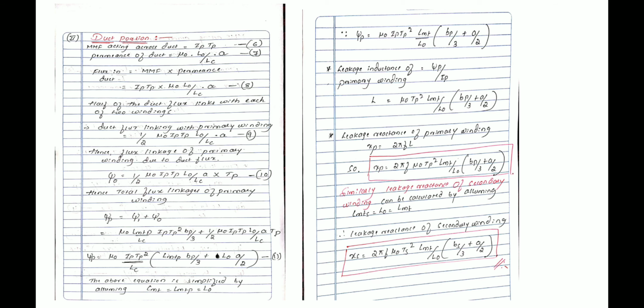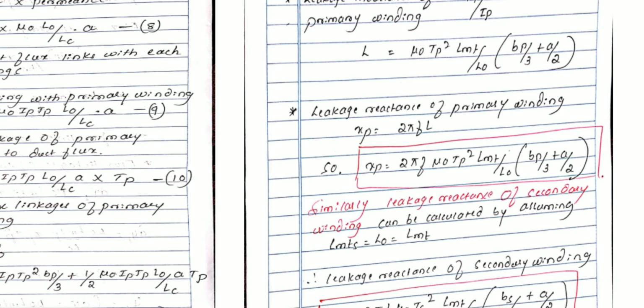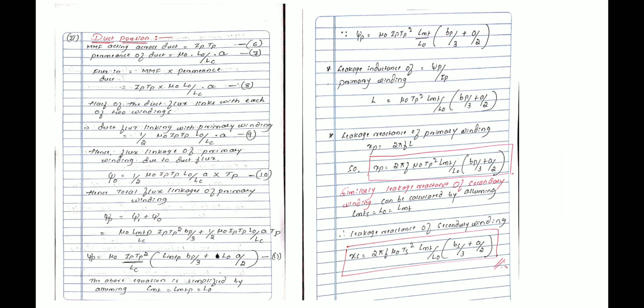I hope all of you are clear with these things. Similarly, what we have to calculate? Leakage reactance of a secondary winding. How can we calculate? Just by assuming the same thing. Just instead of this one, the length of mean turns in a secondary side. That is the reason I have represented it, and the length of the duct will also be equal to just LMT, length of mean turn. So just what we have to do?